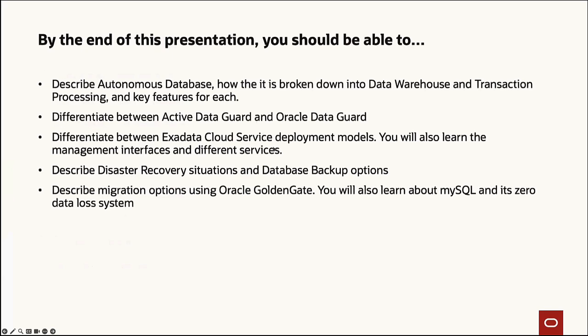And also, by the end of this presentation, you should be able to describe autonomous database, how it's broken down into the autonomous data warehouse and autonomous transaction processing, as well as the key features for each of them, differentiating between Active Data Guard and Oracle Data Guard, differentiating between Exadata Cloud Service deployment models, also learning the different management interfaces that you have available, as well as different services, understanding disaster recovery situations and database backup options, as well as describing migration options using Oracle GoldenGate, and also touching on Oracle's MySQL database, as well as the zero data loss offering.